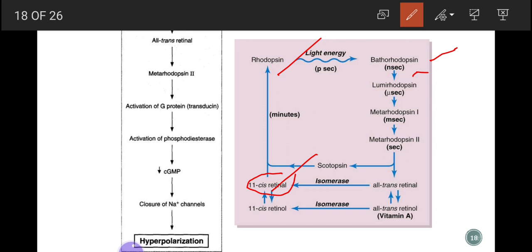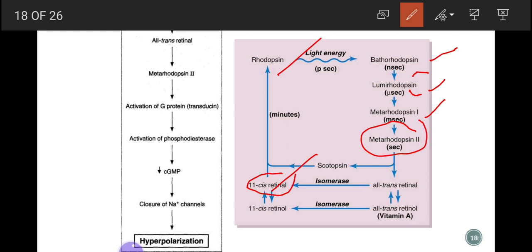Beta-rhodopsin changes in nanoseconds to lumirhodopsin. That changes in microseconds to meta-rhodopsin 1. That changes into meta-rhodopsin 2, which is also known as the activated rhodopsin. That excites the electrical changes in the rods and cones and then transmits the real image into the central nervous system in the form of optic nerve action potentials.